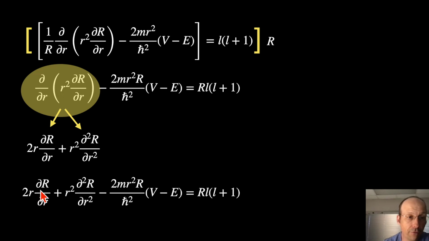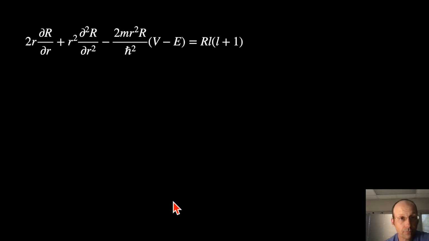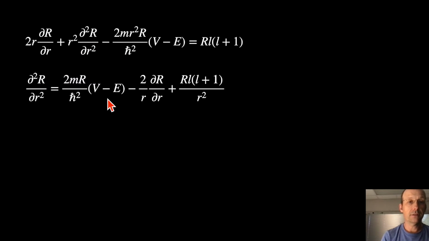Okay, so I have a first partial, I have a second partial, I have a term, and V does depend on r, and there's lowercase r, and then there's that term right there. So here's that equation. Now what I want to do is to solve this equation for the second derivative. So I'm going to move this term to the other side, move that to the other side, and then divide by r squared, and I get this. Is that okay?